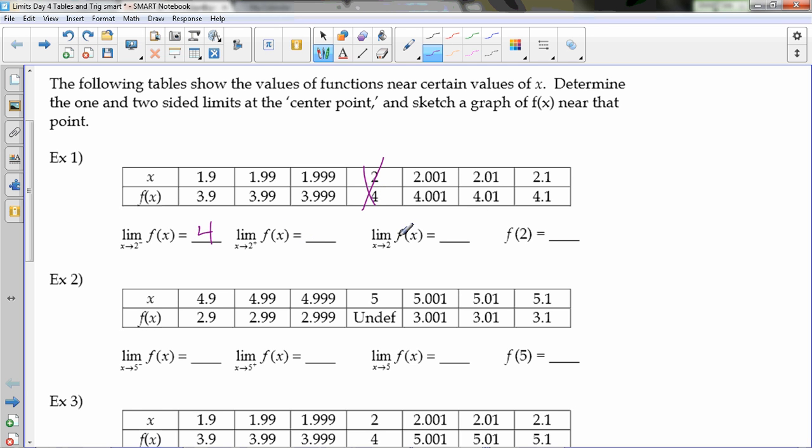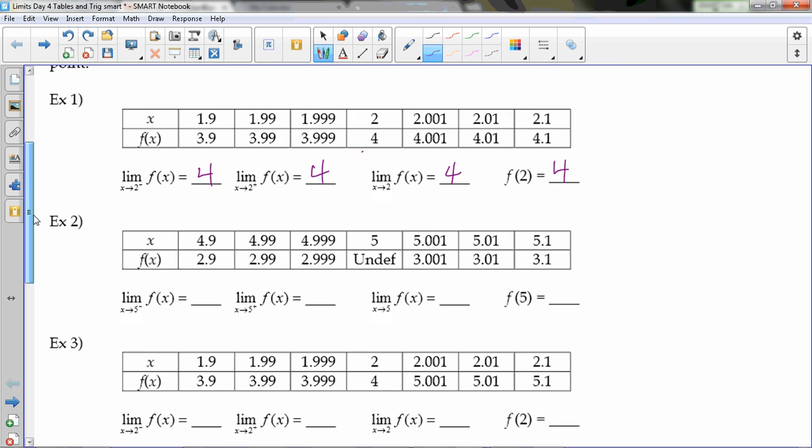So if I want to come at 2 from the right, I say, okay, this stuff is to the right of 2: 2.1, 2.01, 2.001. These are all going to 4. Therefore, the limit as x approaches 2 is 4. I didn't have to look up at all because these two both already equaled 4. And then, last but not least, f of 2 would be the function value. And the function value at 2 is right here, and that is also 4.